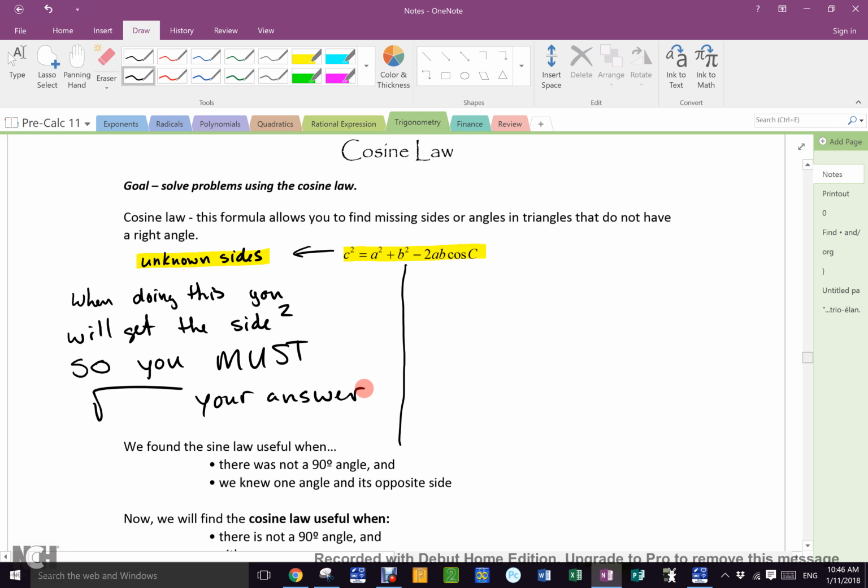Everybody cool? If you're good with your calculator and you practice a little bit, you can do it all in one step. But if you don't, then you just do all the work, find the answer, and square root. Everybody cool? All right, now, you guys are smart kids.